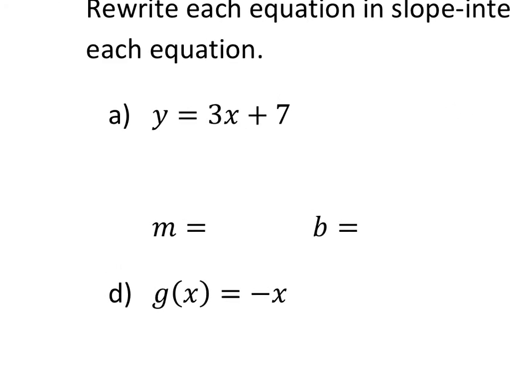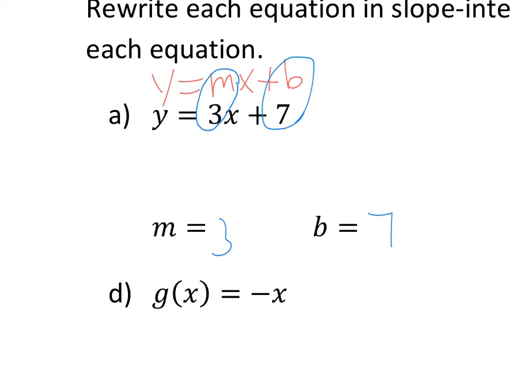So remember we're using slope-intercept form, which is y equals mx plus b. Our y is in the right place, we've got our x term in the right place, and our constant in the right place. So this is already in that form, so all we're doing is naming our slope and y-intercept. Our slope, which is represented by m, is 3, and our y-intercept, represented by b, is 7.